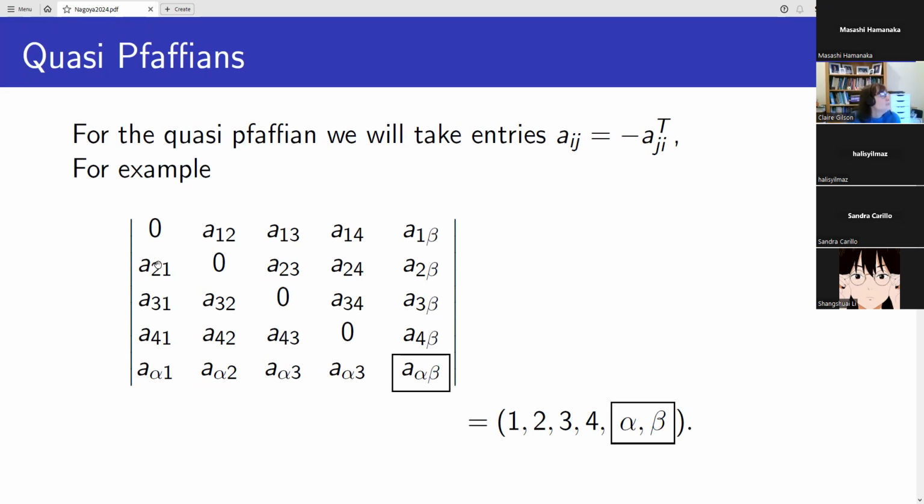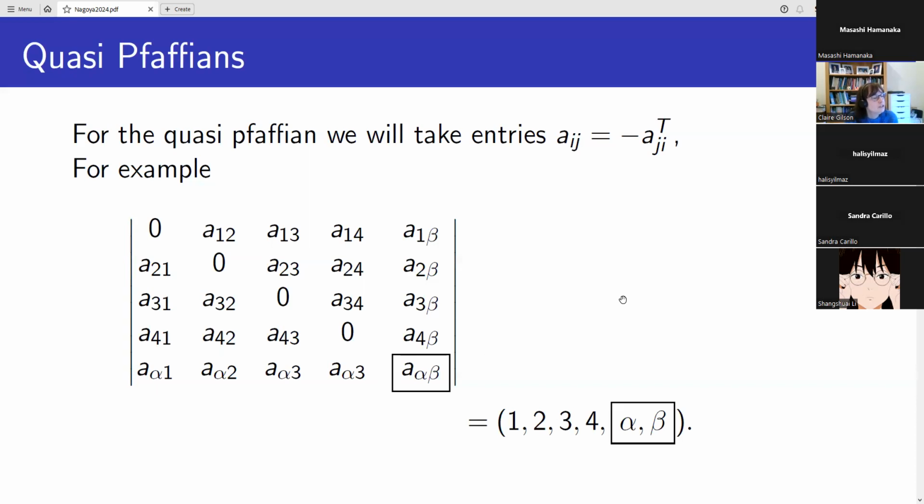So we're going to take a quasi-Pfaffian that has this form. You basically make sure your part of it is even in size, and then the last column and the last row are different from one another. Okay, and then if you do that, it's fine.